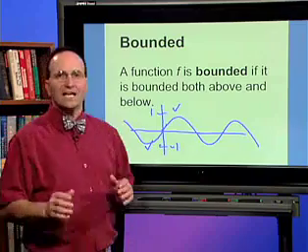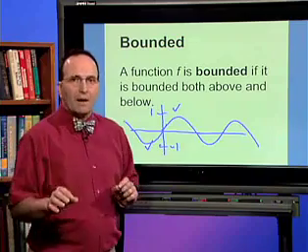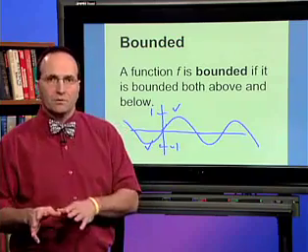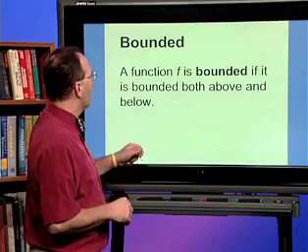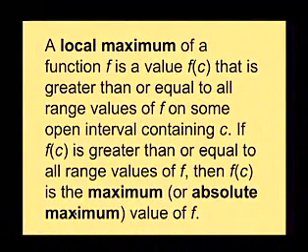All right, great. We still have some more to do, and that is called the extrema, both local and absolute. So let's take a look at what that is. We have what's called the local maximum of a function f is a value f of c that is greater than or equal to all range values of f on some open interval that contains c. If f of c is greater than or equal to all of the range values of f, then that f of c is called the maximum or absolute maximum value of f.